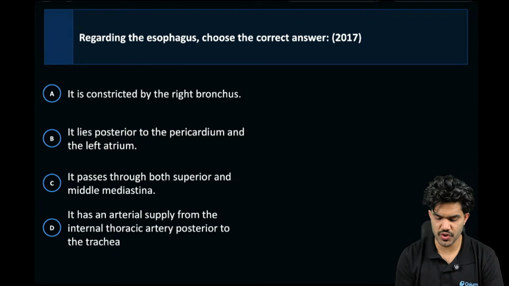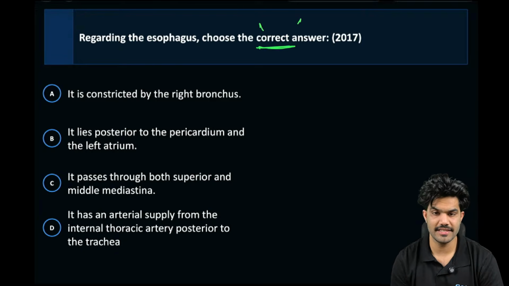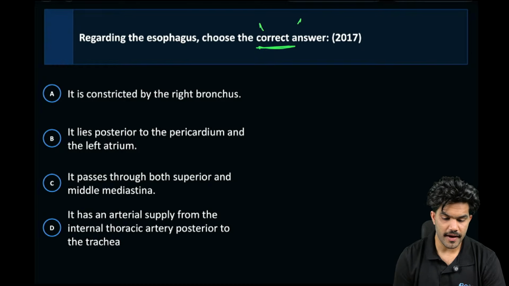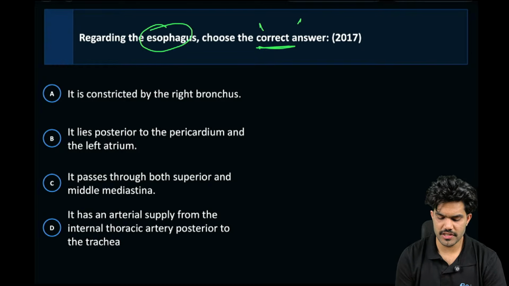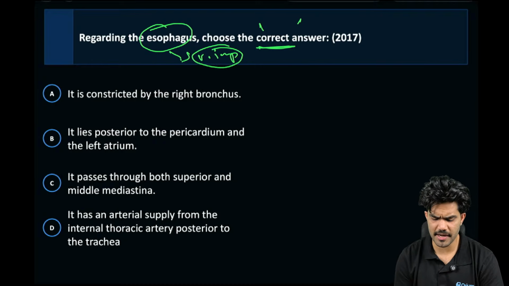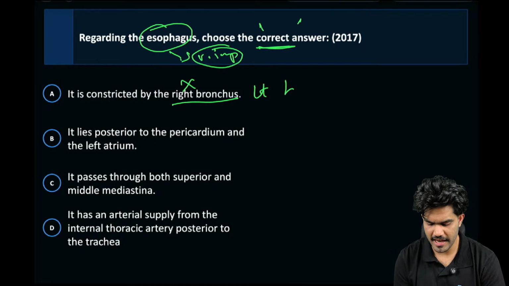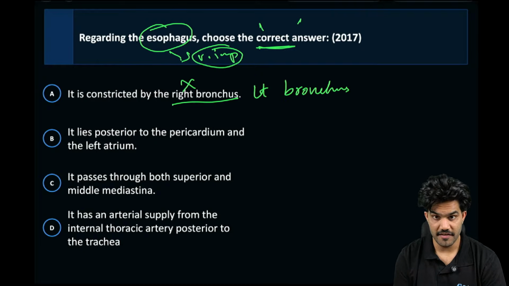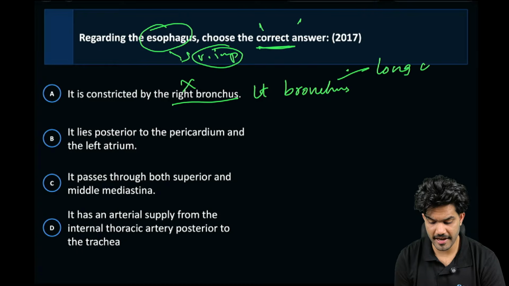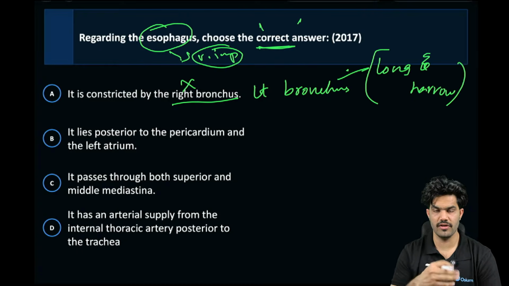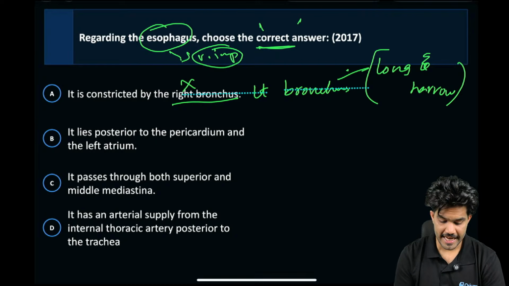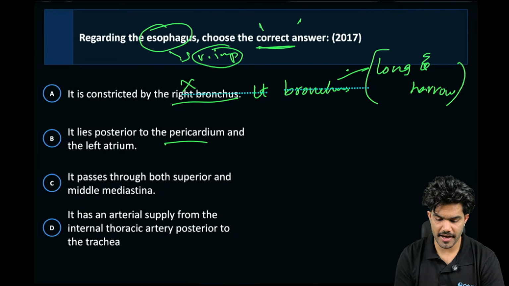Regarding the esophagus, choose the correct answer. Okay, it's clear, right? Until now, yes. The esophagus is also a very important topic. It is constricted by the right bronchus. No, which bronchus? It's constricted by the left bronchus, which is long and narrow. You have to know about it. It lies posterior to the pericardium and left atrium. Yes, this is the correct option.